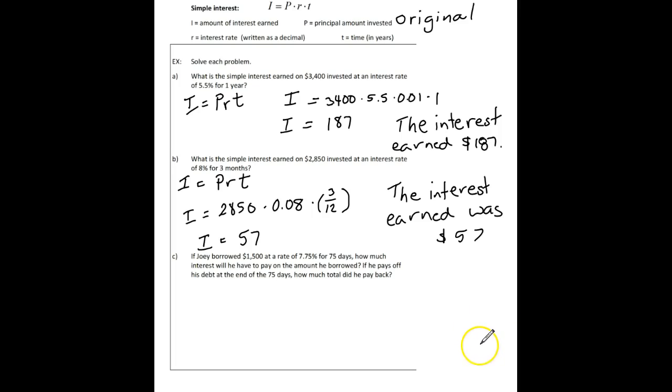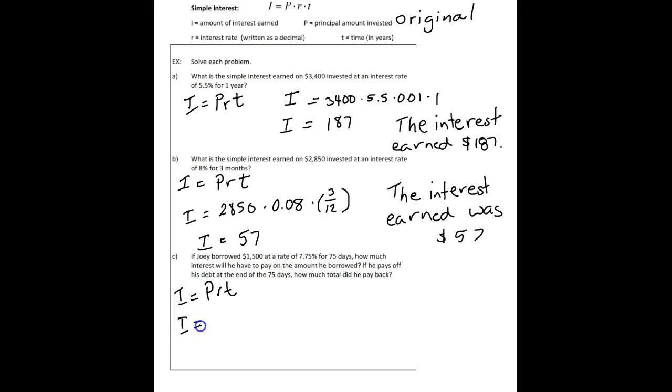Similar one. Here we go. If Joey borrowed $1,500 at a rate of 7.75% interest for 75 days, how much interest will he have to pay on the amount he borrowed? And then it asks another question. If he pays off his debt at the end of 75 days, how much total did he pay back? There's 2 questions here.